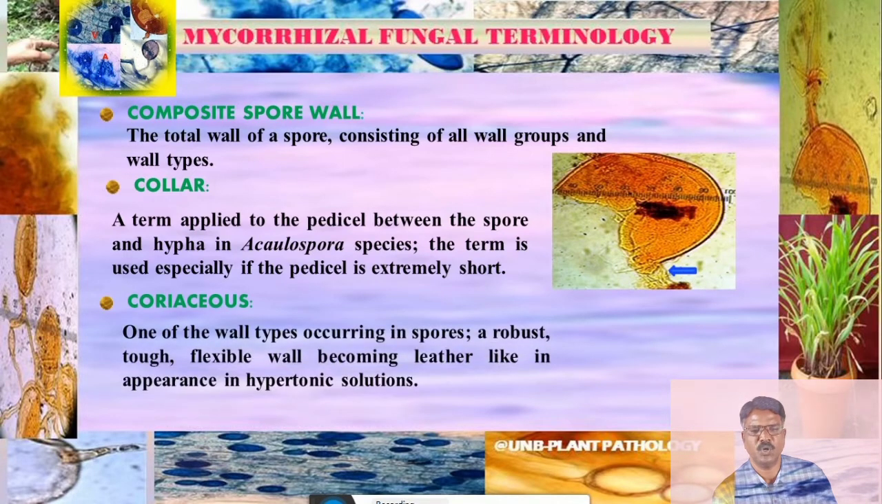Then coriaceous type of wall layer, one of the wall types occurring in spores. It is a robust, tough, flexible wall becoming leather-like in appearance in hypertonic solution. When the spores are dipped in hypertonic solution, at that time they are found to be flexible, tough spores. So let us see now here. We have sketched the diagram on the basis of our study. So this is a coriaceous type of wall layer present in mycorrhizal fungal study.